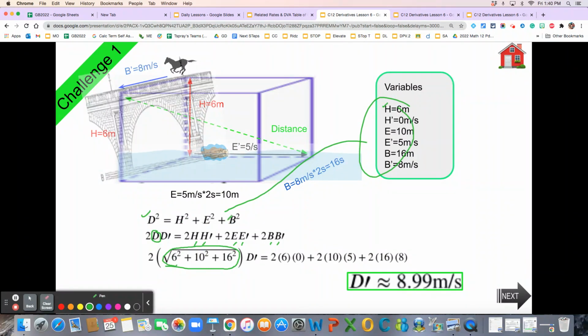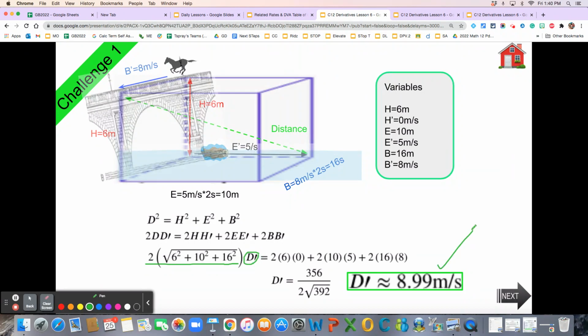So by putting h, e, and b in, you can figure out what d squared is and then square root it. Notice that we know that h is 6, that e is 10, and we can fill out those variables. And then at this point, it's just an algebra problem where you're going to be rearranging and solving. Okay, and so that's what it is. We're going to divide both sides by that, leaving d prime on its own, and that's the approximate solution.